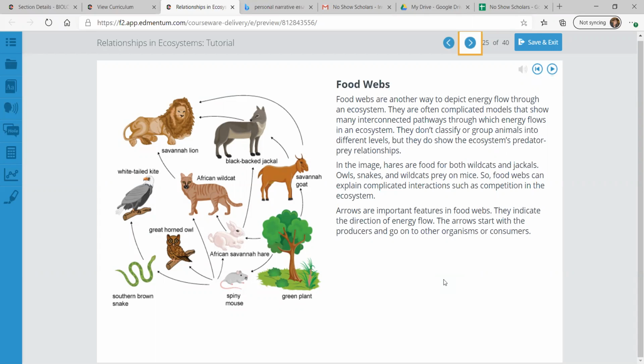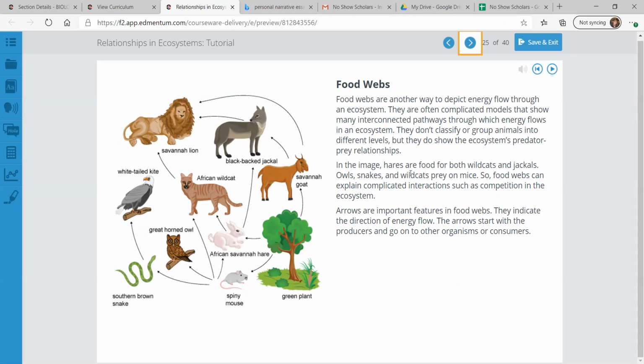But this food web, they are often complicated models that show many interconnected pathways through which energy flows in an ecosystem. They don't classify or group animals into different levels like the pyramids do, but they do show the ecosystem's predator-prey relationships. So in a pyramid, it wouldn't be this spread out. But this food web lets us see the intricacies and how everything is related to one another.